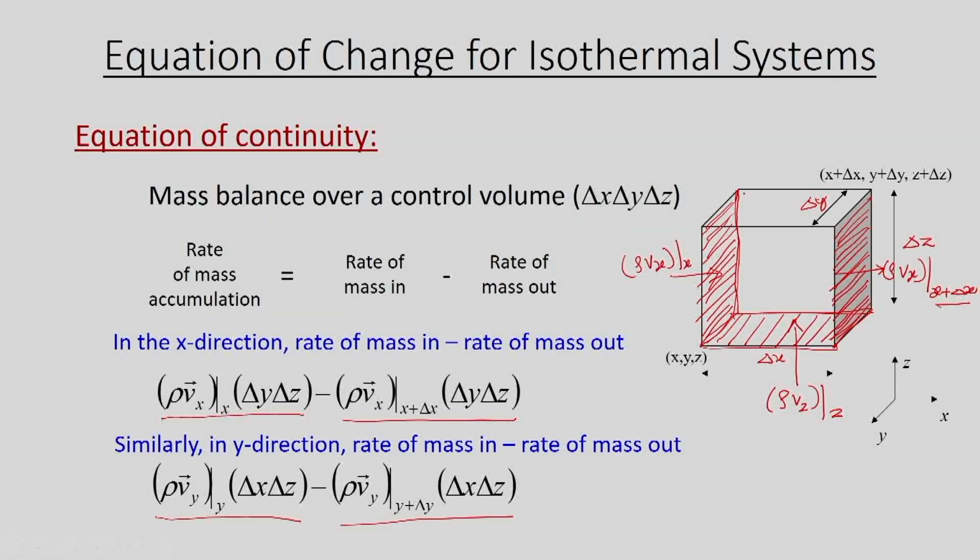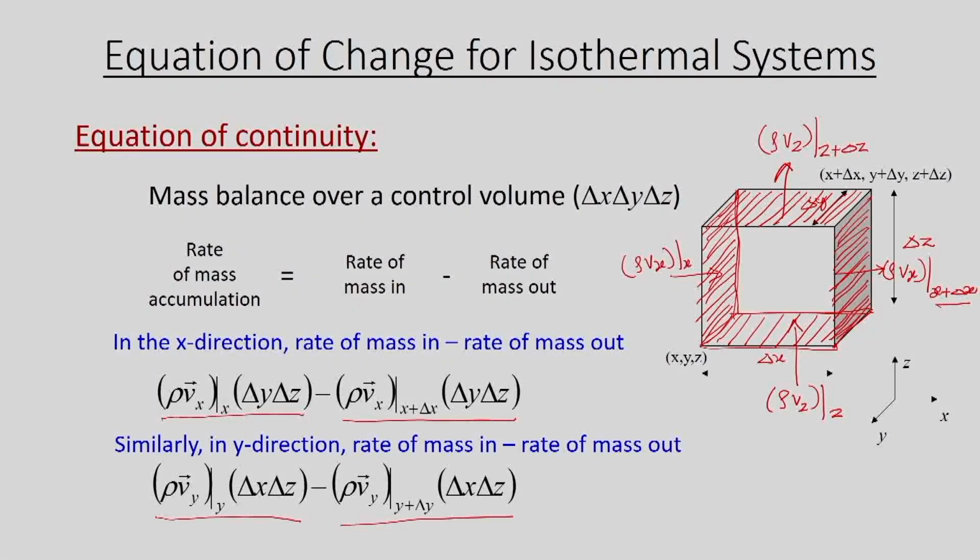the z direction. Similarly, rate of mass out in the z direction at location z plus delta z is nothing but rho v z at location z plus delta z multiplied by the area of the face through which it is leaving out, delta x multiplied by delta y. Now, we have this net rate of mass in all three directions, that is rate of mass in minus rate of mass out in all three directions.